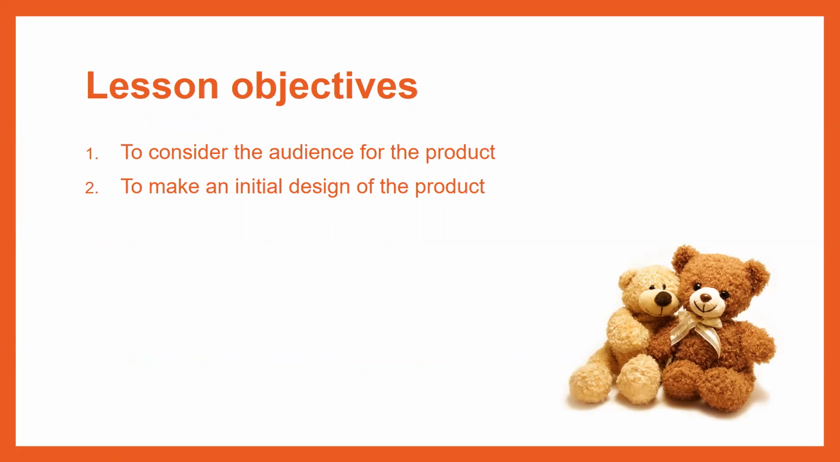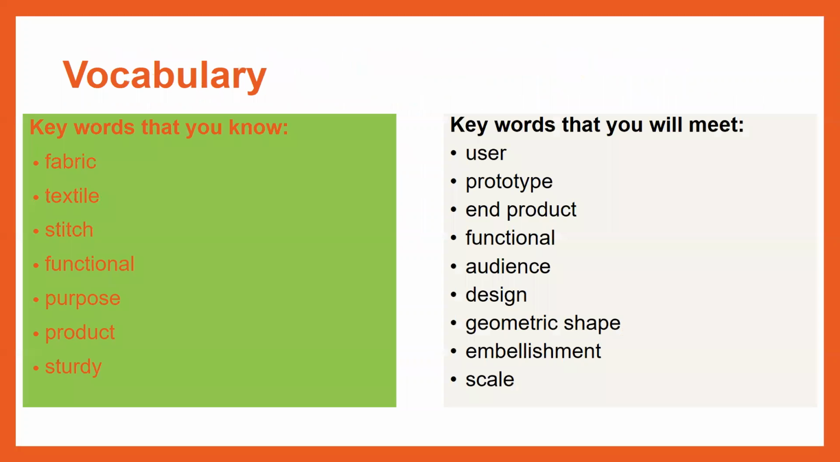So today our lesson objectives are to consider the audience for the product and to make an initial design of the product. The vocabulary and keywords that we already know from last week and our prior learning are these words on the left. We've got fabric, textile, stitch, functional, purpose, product, and sturdy. Then there are words that we're going to meet this week in our lesson and our learning.